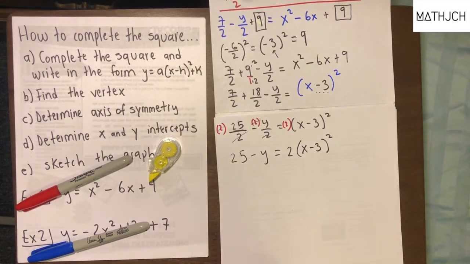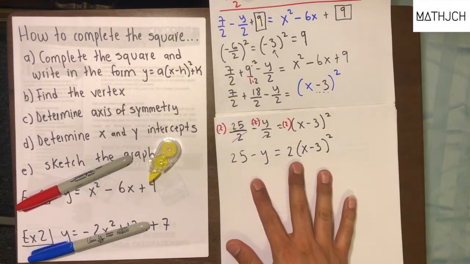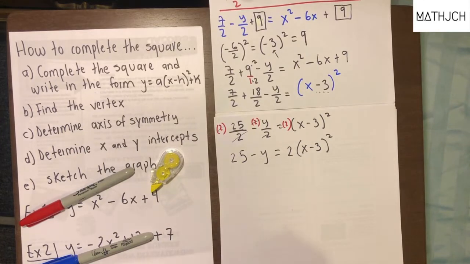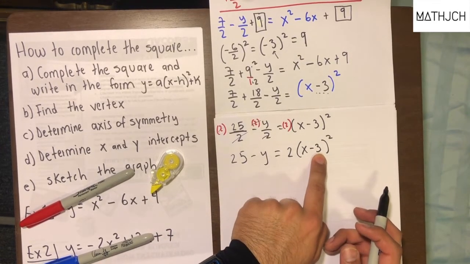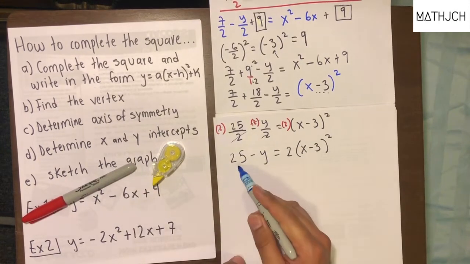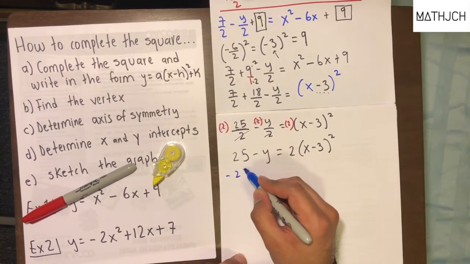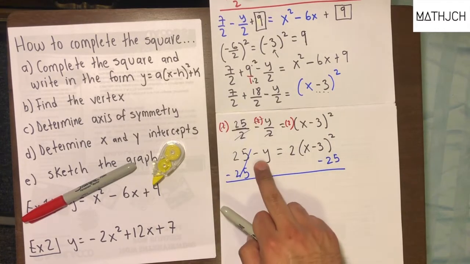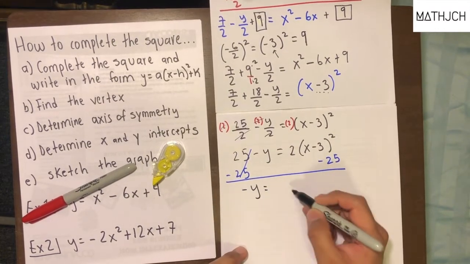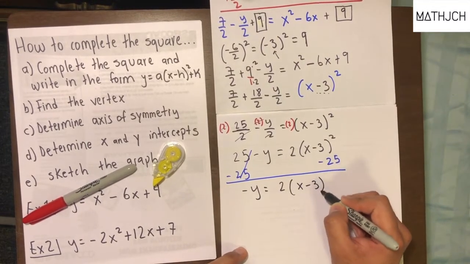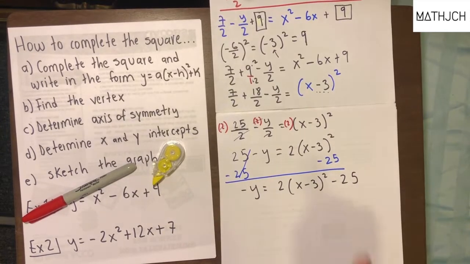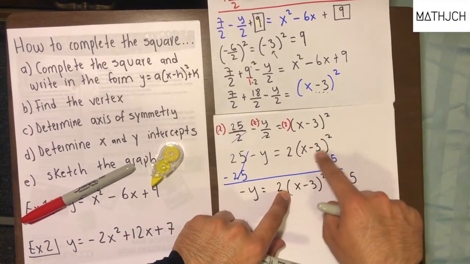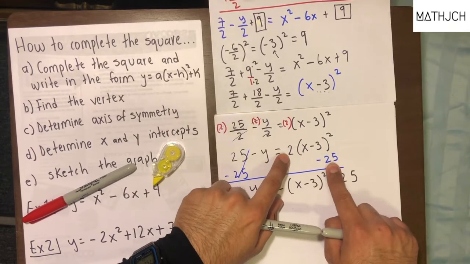Now notice, let's solve for y from here, because we want it in this format right here. So to solve for y, we need to move the 25 to the other side. 25 is automatically positive, so to move it to the other side, we do the opposite, right? So this cancels and we are left with -y equals 2 times (x minus 3) to the power 2 minus 25. Remember, this 2 and this -25 you cannot combine, because the 2 belongs to this multiplication here.